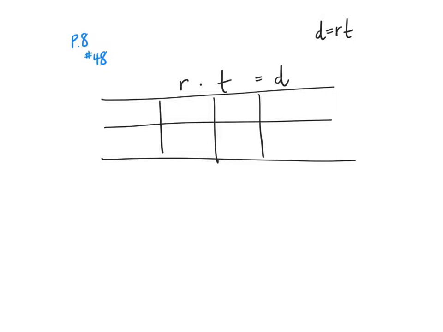On 48, we have a passenger train, and I believe we have a freight train. If you read the first sentence, it tells us that a passenger train can travel 240 miles. Well, that's a distance. In the same amount of time it takes a freight train. So I don't know what the time is, but I'm just going to call it T, and it's the same. And it says that the freight train can go 160 miles. So far, that's really the first sentence.